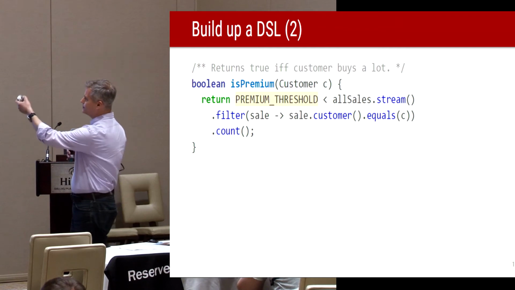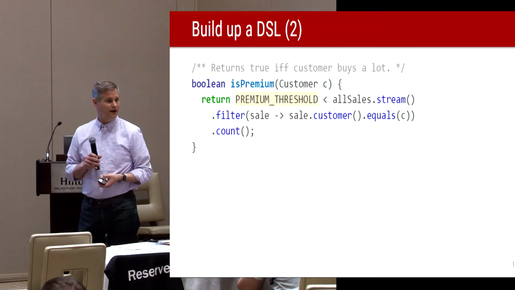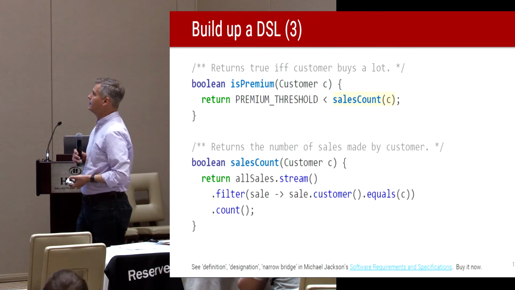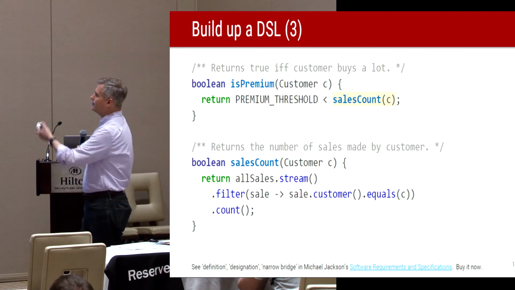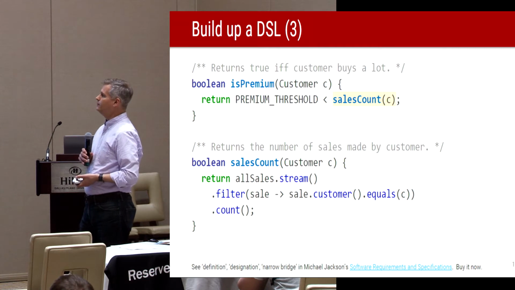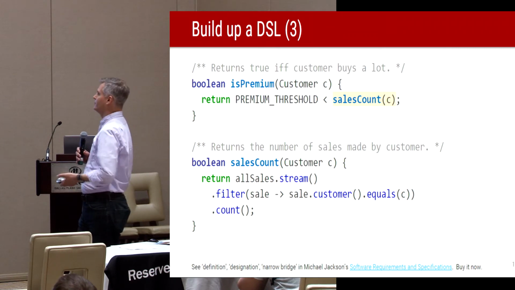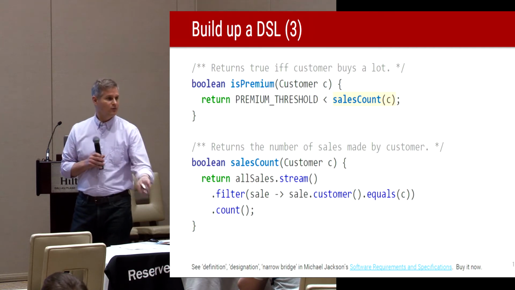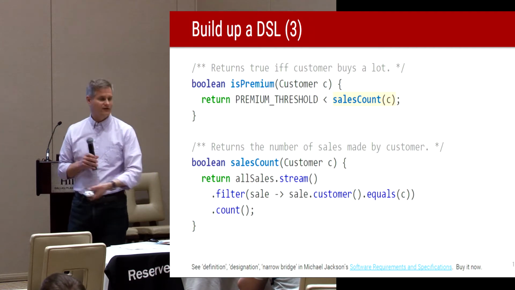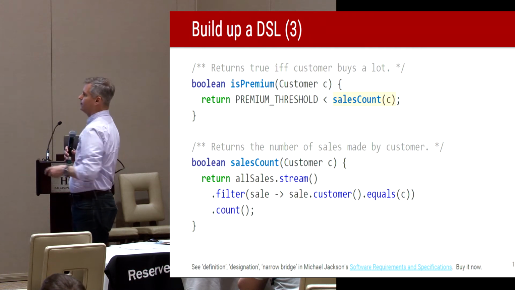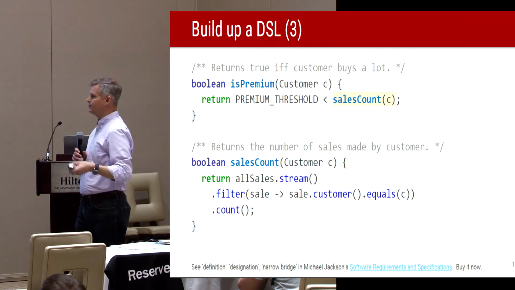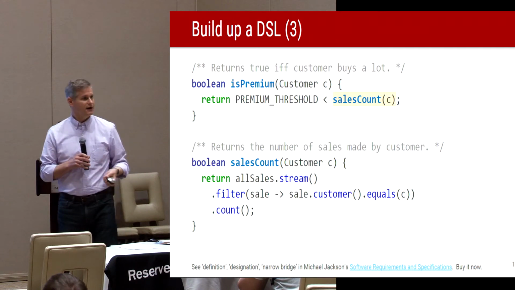And then the next thing I'm going to do is take that stream that was inline and give it its own method. I'm going to call it sales count. Okay? So what I've got now is a method isPremium: if the premium threshold is less than the sales count, then they're a premium customer. And then somewhere else I say, well, what is the sales count? Oh, well, the sales count is you take all the sales, you stream them, and say, those are the sales for that customer, and then you count it. And you're like, okay, I got it.